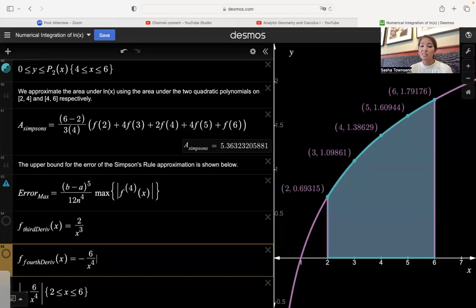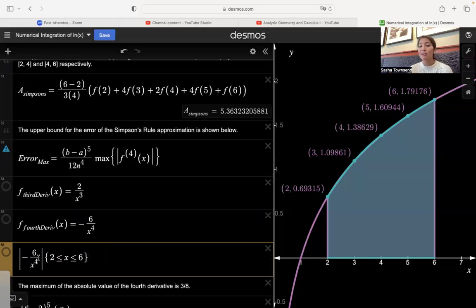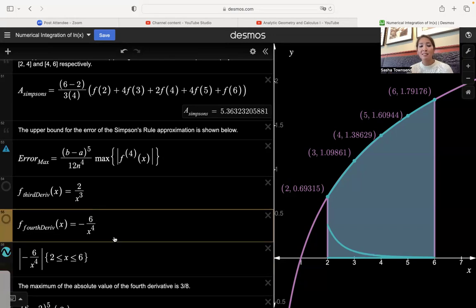Now, we want not just that function value, but the absolute value of that function. We want the absolute value to be at a maximum on the interval from 2 to 6. So we graph the absolute value of the fourth derivative on the interval from 2 to 6, and we can see just from looking at it that this function is decreasing and the maximum value occurs at x equals 2. So when we plug in 2, we get -6 divided by 2 to the fourth, which is 16, or -3/8, and we take the absolute value and we get +3/8.